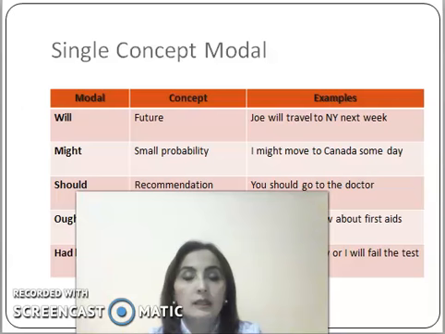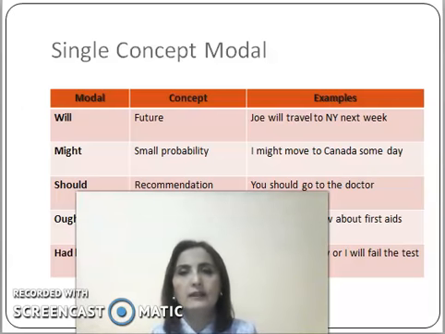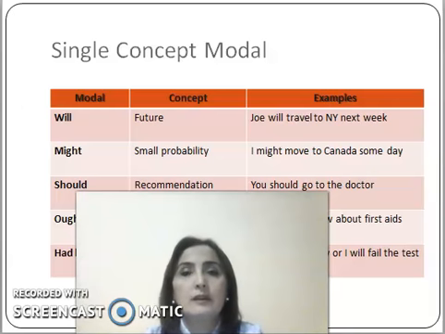And the next modal is "should", and the concept is recommendation. The example is: You should go to the doctor. So, if my friend has got a headache or a toothache, for example, I may say to my friend, you should go to the doctor. Here I am using the modal of advice.